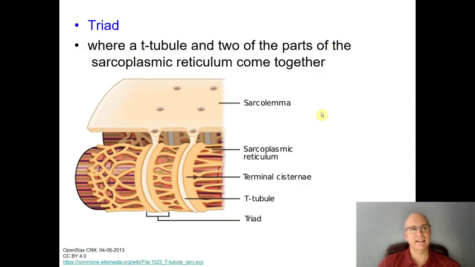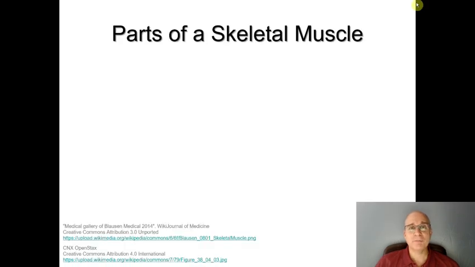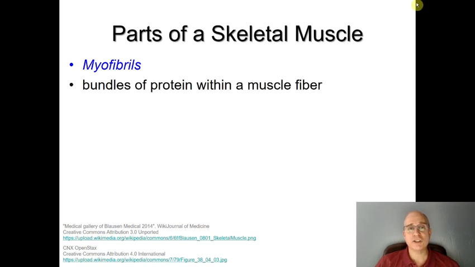So our triad is where you've got a T-tubule and two parts of the sarcoplasmic reticulum coming together. And you can see it even more clearly here. The next part of our skeletal muscle fiber represents myofibrils. Myofibrils are collections of proteins found within a muscle fiber.